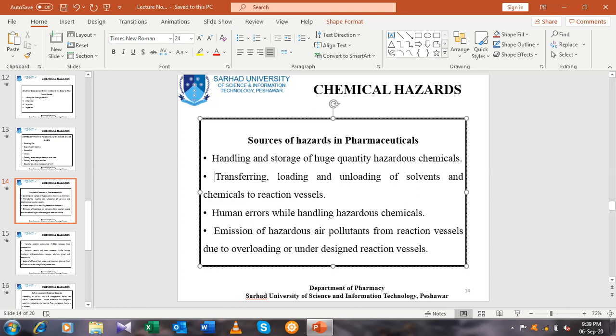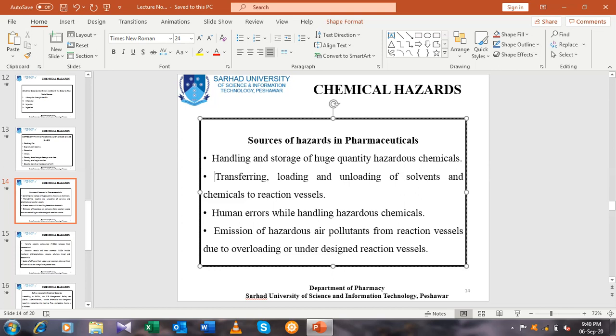And during that transferring and unloading of the solvents, the person may be exposed to the chemicals. Human errors while handling hazardous materials, if special precautions are not considered, lead to exposure to the hazardous chemical while handling it.